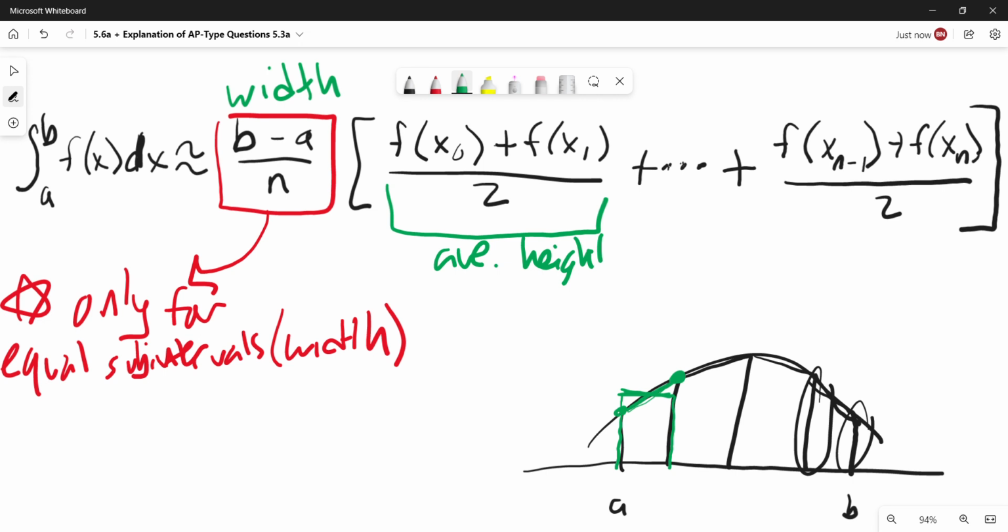Trapezoidal sums would only be equal to midpoint Riemann sums if the function behind here was perfectly linear and not curved. It's hard to see, but if this is curved, then the actual midpoint here is a little bit higher than the average of those two. Anyways, so it's not the same thing as a midpoint Riemann sum.